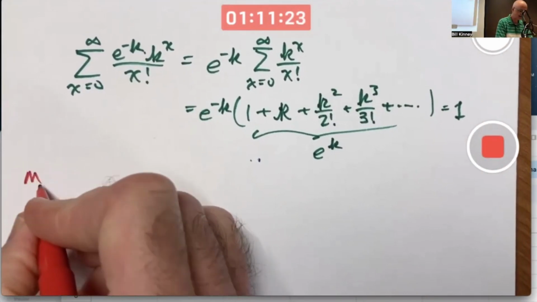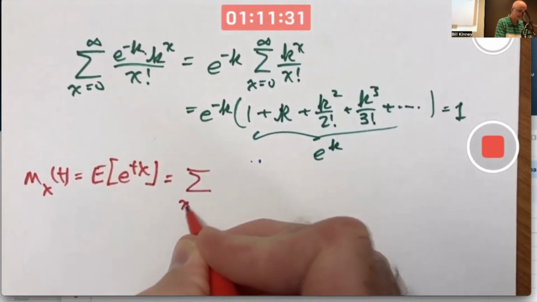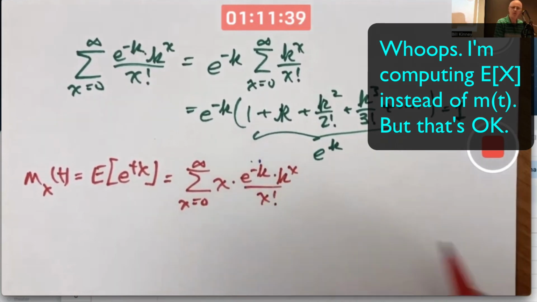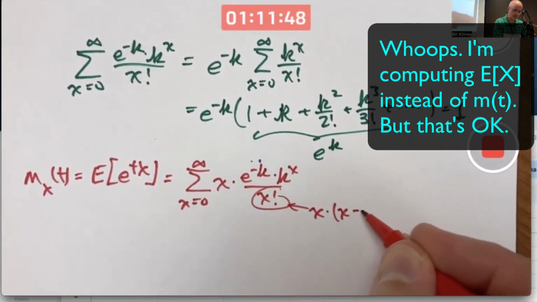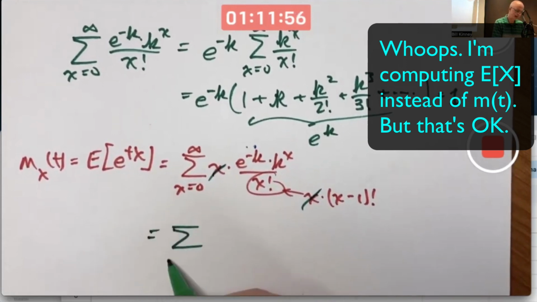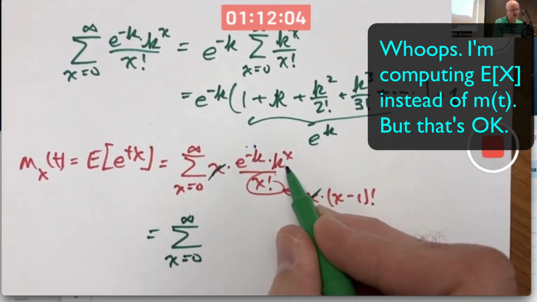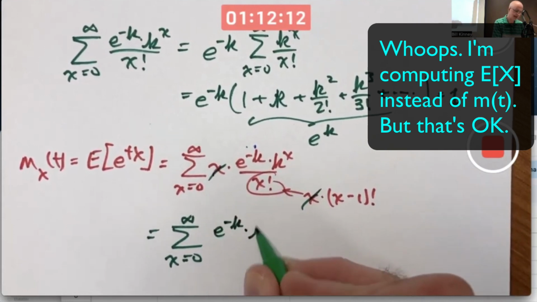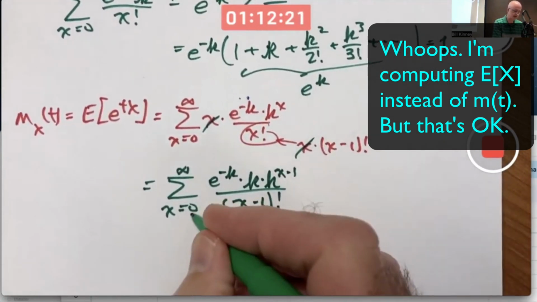What about the moment generating function? Mx of t is the expected value of e to the tx. Maybe this isn't so easy. What should I do there? Well, x factorial is the same as x times x minus 1 factorial. So I guess those x's can cancel. And maybe to make the x minus 1 in the factorial match a power of k that would be x minus 1, that might be a good thing to do. We should write k to the x as k times k to the x minus 1. Oh, and actually, if I do this, it's a little funny. The x actually has to start at 1 now instead of 0.